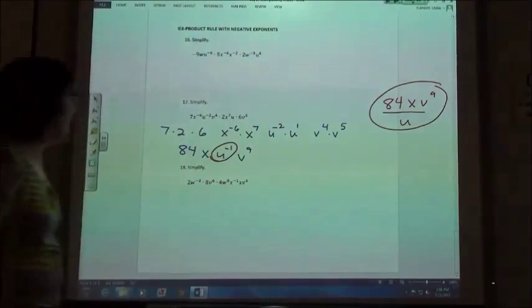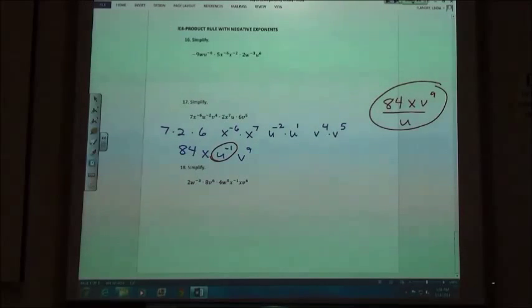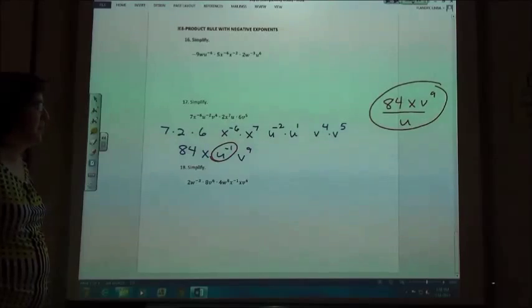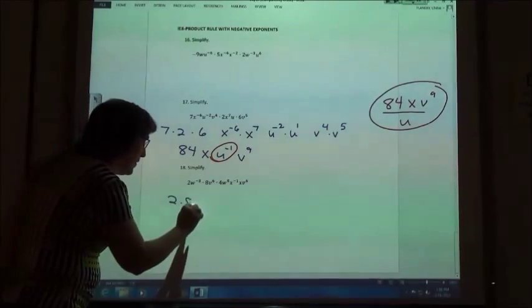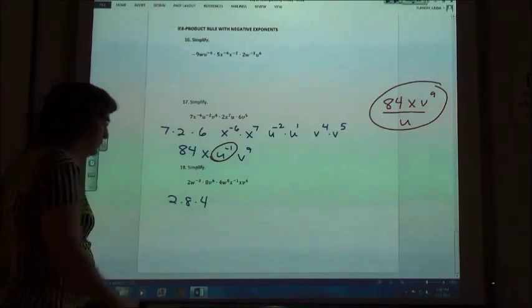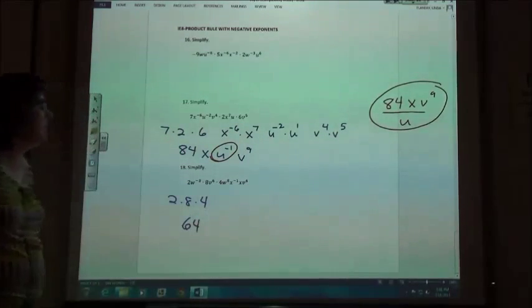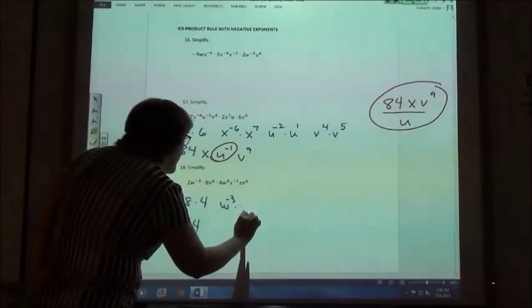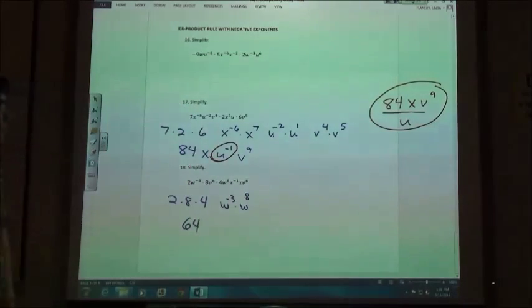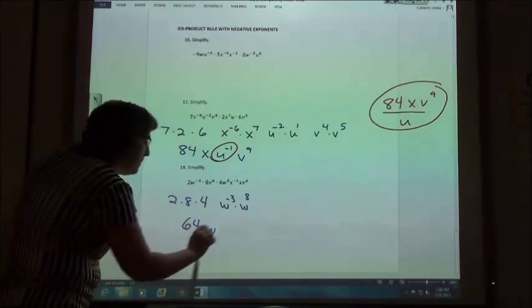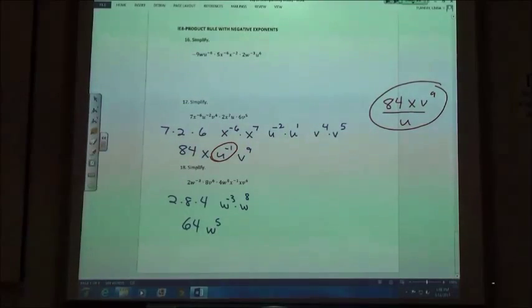So, last one on this page, number 18. How should I do that one? Two times 8 times 4. 64. Then what are you going to do next? W to the negative 3 times w to the 8 gives you positive 5. Negative 3 plus 8, positive 5.